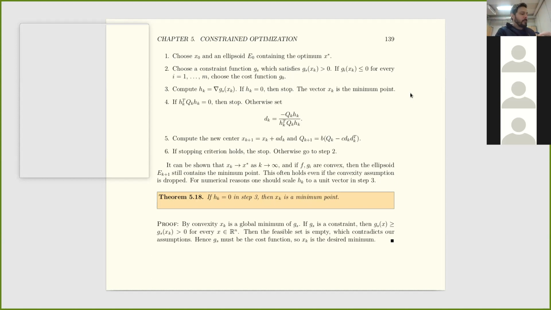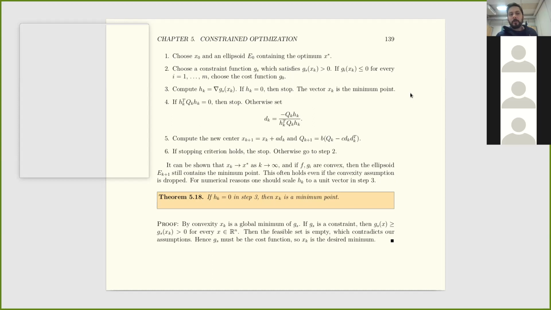We look at the center of this ellipsoid. And in this particular case, it's infeasible. So there is one of the constraints that is violated here. So next order of business is we look at the gradient of this thing that is violated, if you will.